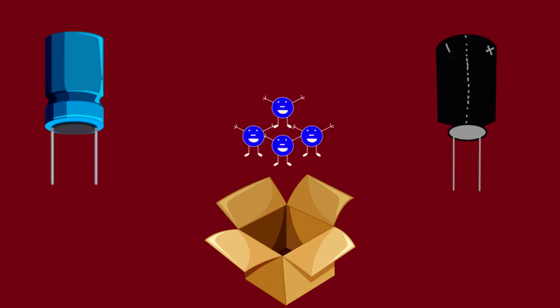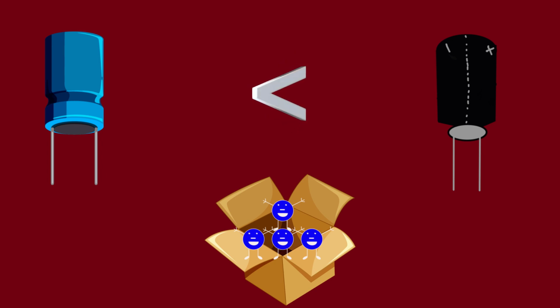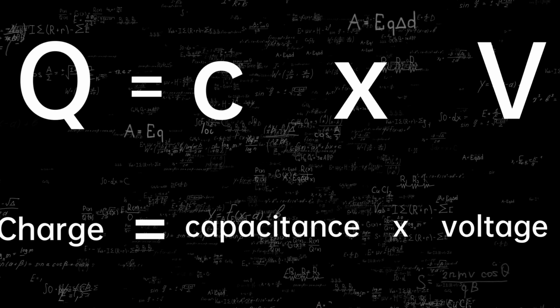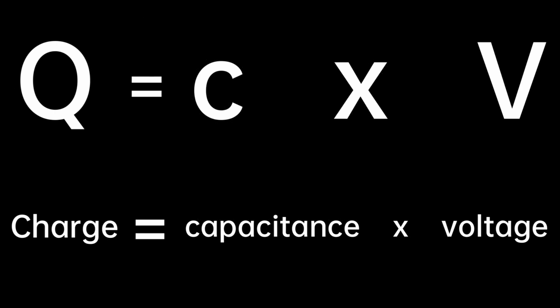To find out which capacitor is better than the other, we check the amount of charge stored by a capacitor for a particular value of voltage, which is also known as its capacitance. Experiments show that as you increase the voltage across a capacitor, the amount of charge stored by the capacitor also increases. Therefore, we can come up with the formula Q = CV.